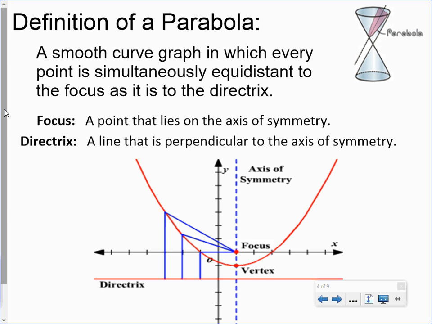The directrix is a line that's perpendicular to the axis of symmetry, and it always sits behind the vertex. So it sits behind the U-shaped graph. And the parabola never ever crosses the directrix.